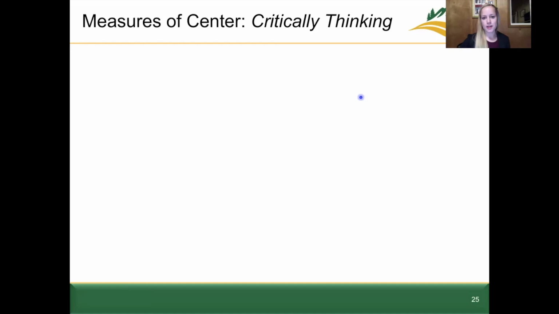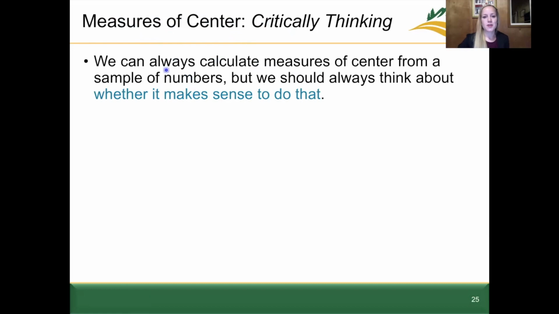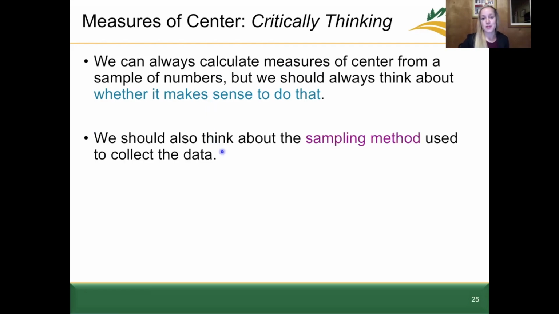Okay, so far in 3.1, we talked a lot about these measures of center. Now let's think critically about whether it's always important to figure out the measures of center for certain sets of data. Now we can always calculate measures of center from a sample of numbers. But again, we want to be critically thinking in statistics, so we should always think about whether it makes sense or not to do so. It's also important to remember chapter 1, what we talked about. So we should also think about the sampling method used to collect the data in the first place.